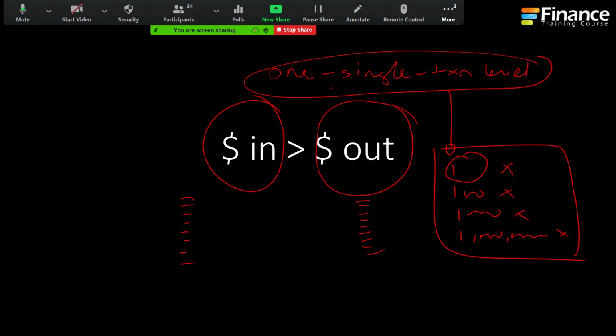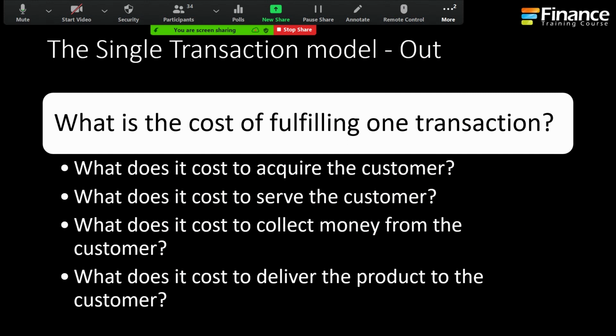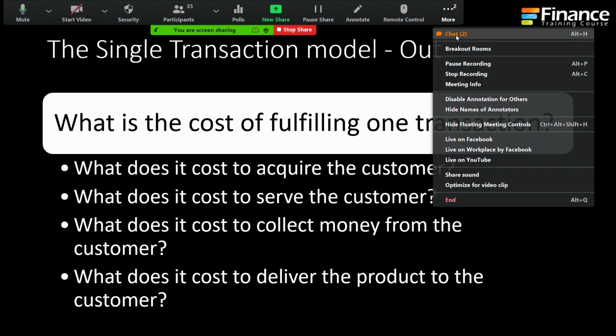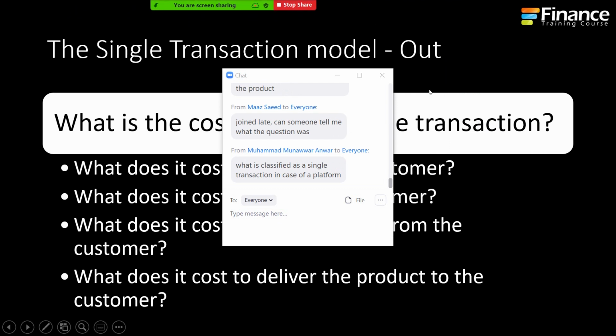Now, to do this well, it's important that we look at what we call a single transaction model, right? So from a single transaction model point of view, what is the cost of delivering a product?